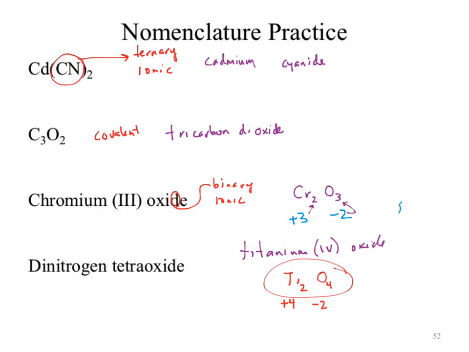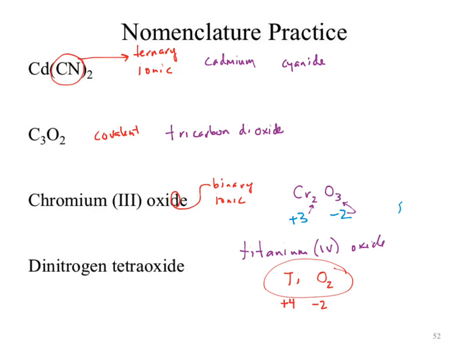Crossover! Wrong. Okay, why is it wrong? Because 4 is the lowest common multiple between 4 and 2. How do I make the 4 into a 4? I multiply by 1. The coefficient with the titanium is 1. How do I make the 2 into a 4? Multiply by 2.